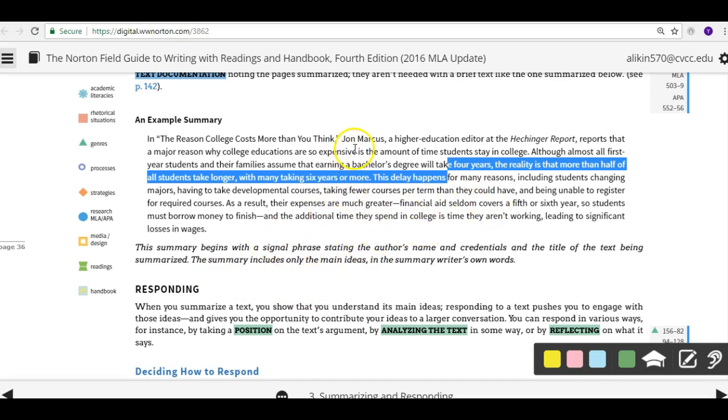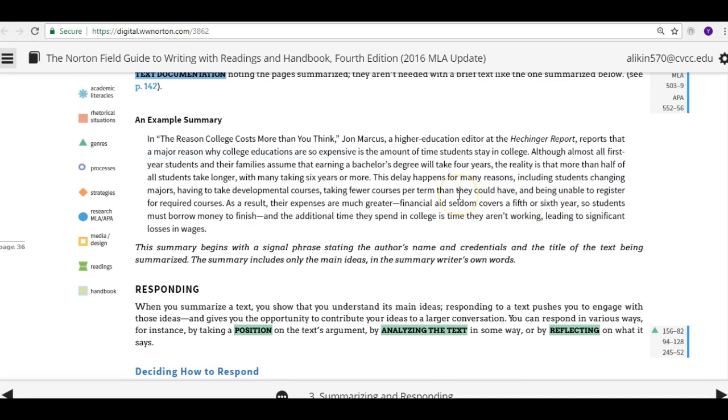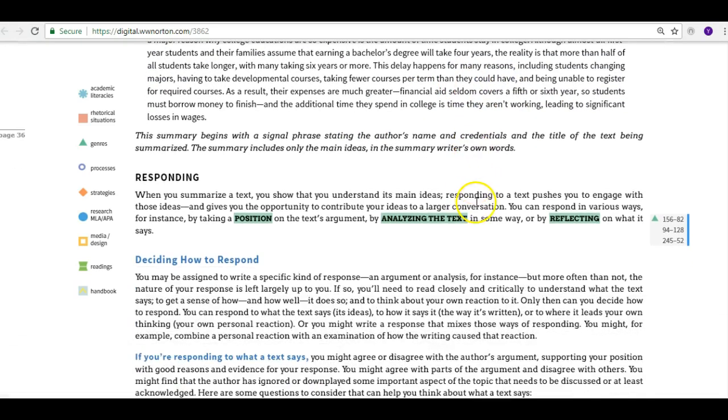And even if it's not this lengthy of a summary, perhaps your assignment wants you to focus more on analysis. Maybe you just say, in The Reason College Costs More Than You Think, John Marcus reports on the reasons that college is so expensive, being the amount of time that students stay in school. You could stop there and go into an analysis part.